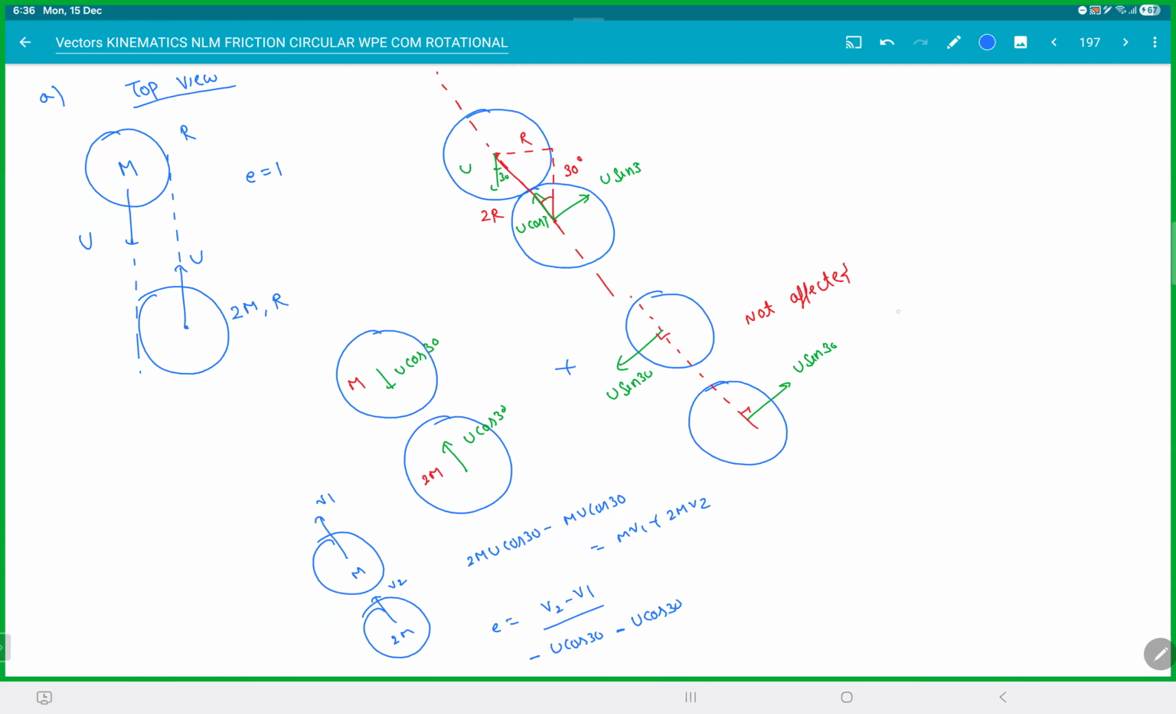So your final answer will be, this ball will go with v1 and it will also go with u sin 30. This ball will go with v2 and is also u sin 30. Clear? So just draw the normal before collision, resolve the velocities along the normal and perpendicular to the normal, find the velocities using head-on collision, and then add back the perpendicular components. All clear with that? So an oblique collision is simply a head-on collision plus the perpendicular component.